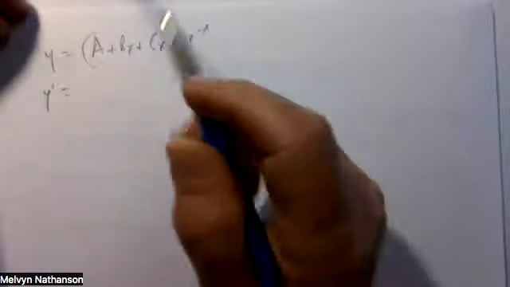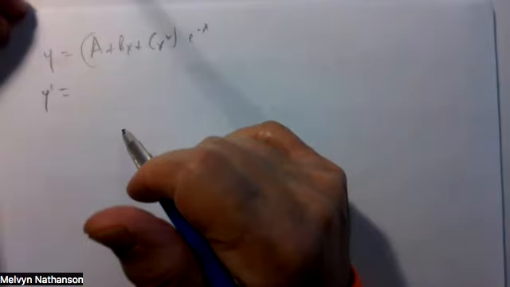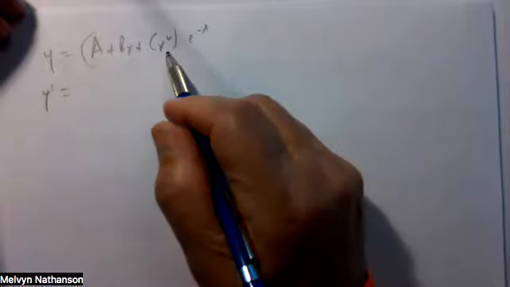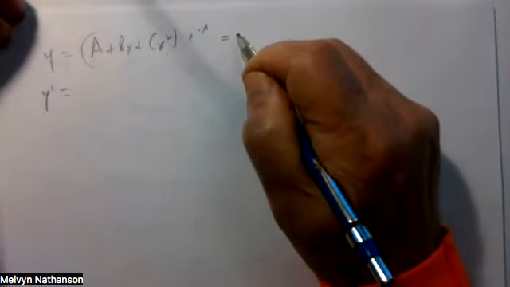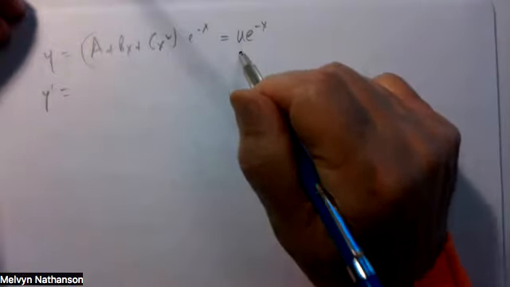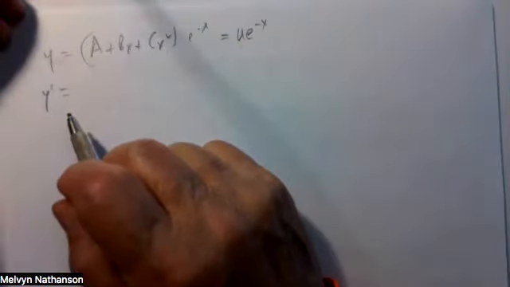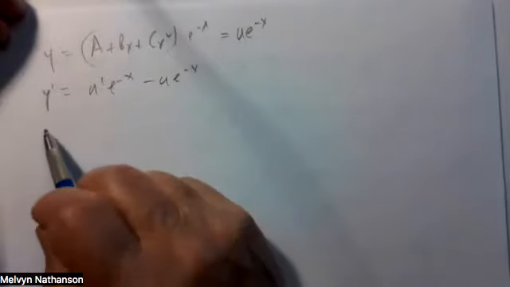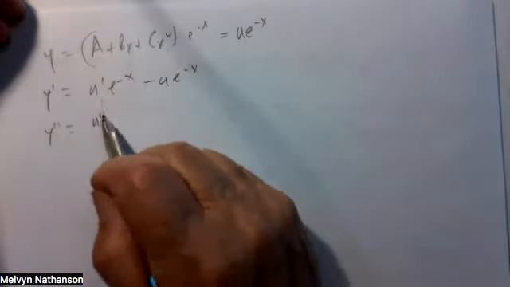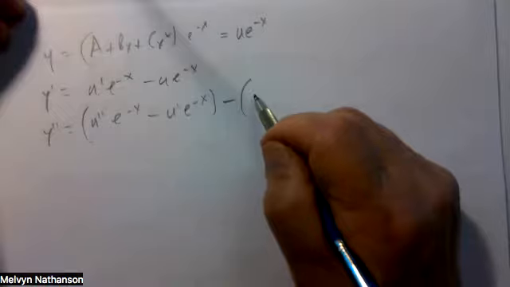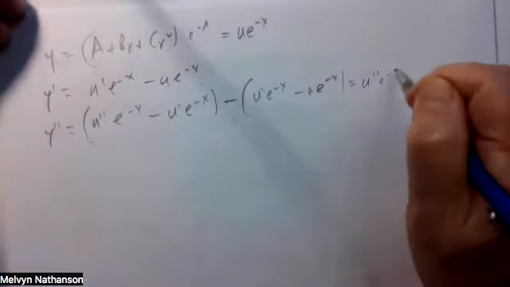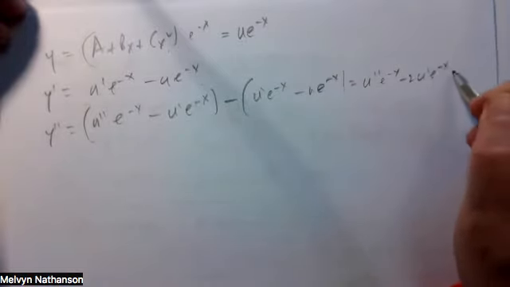And if we differentiate, we get y prime. Let me just write this first as u e to the minus x, and then we'll solve for u. So if I write it like this, y prime is u prime e to the minus x minus u e to the minus x. And the second derivative, when I differentiate this again, I get u double prime e to the minus x minus u prime e to the minus x. That's the derivative of the first term minus the derivative of this, which is u prime e to the minus x minus u e to the minus x. So I get u double prime e to the minus x minus 2u prime e to the minus x plus u e to the minus x.